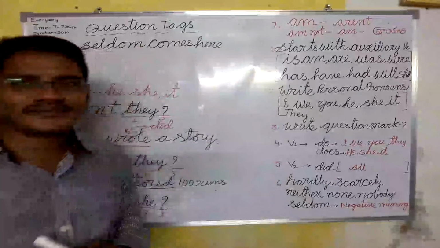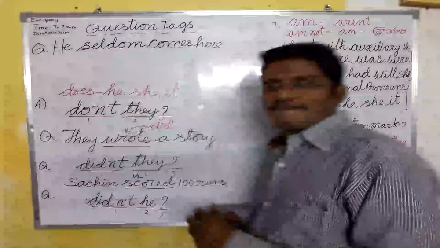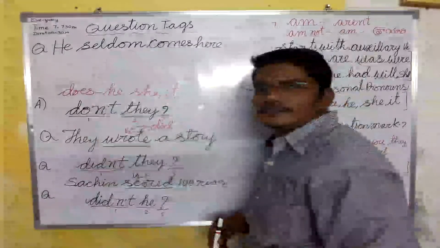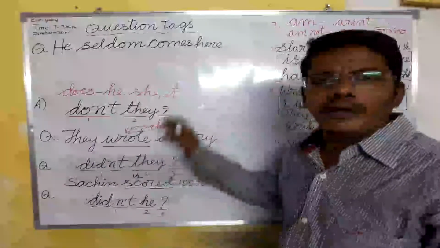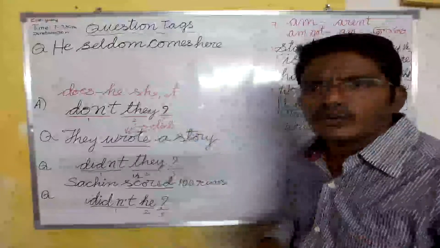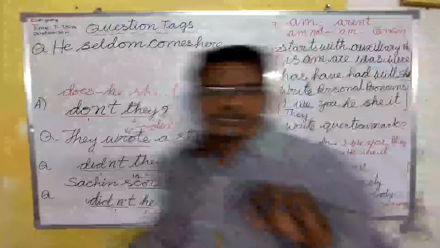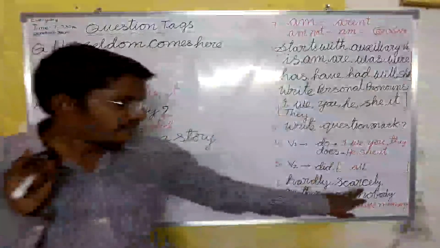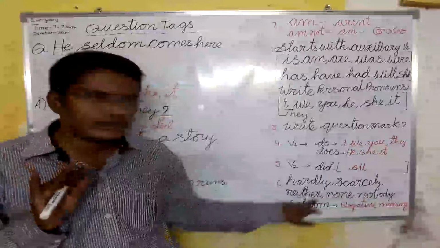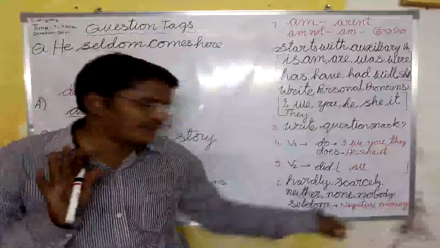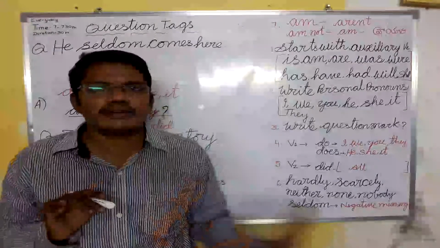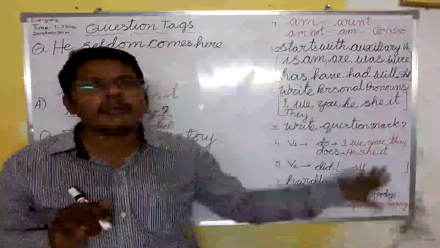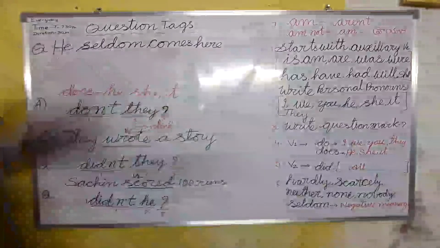Then what do you do here? In fact, here you didn't identify any auxiliary verbs or verb 1 or verb 2. Then you see certain words here. What are the words you see here? Hardly, scarcely, neither, none, nobody, seldom. All these words are negative words. Even though they are negative words, we have to use a positive tag in this one. So the answer: he seldom comes.